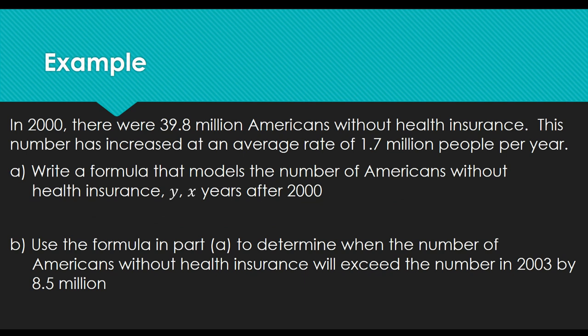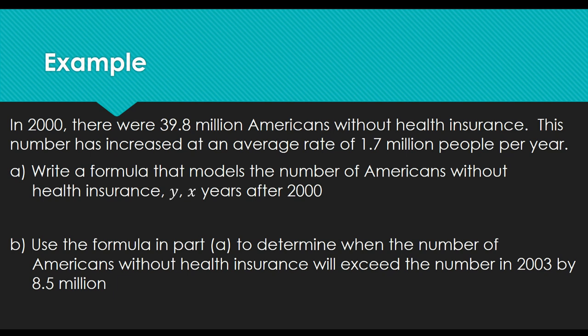It says in 2000, there were 39.8 million Americans without health insurance. This number has increased at an average rate of 1.7 million people per year. We're going to first write a formula that models the number of Americans without health insurance, Y, X years after 2000. So it's saying that X is that independent variable. So that means that needs to go along with our slope. And then Y is our dependent variable. Whatever X is, Y depends on that value of X.